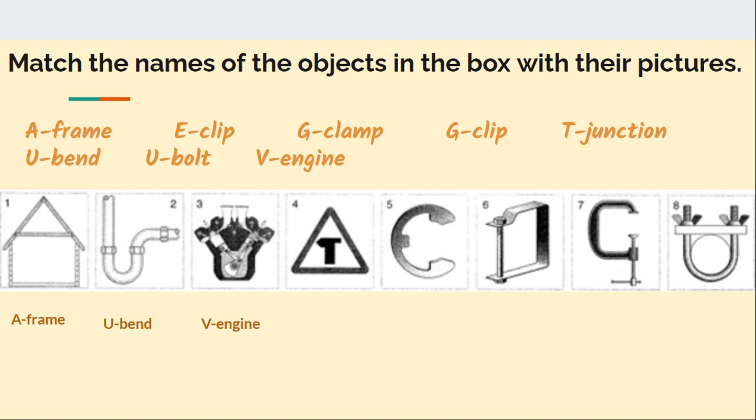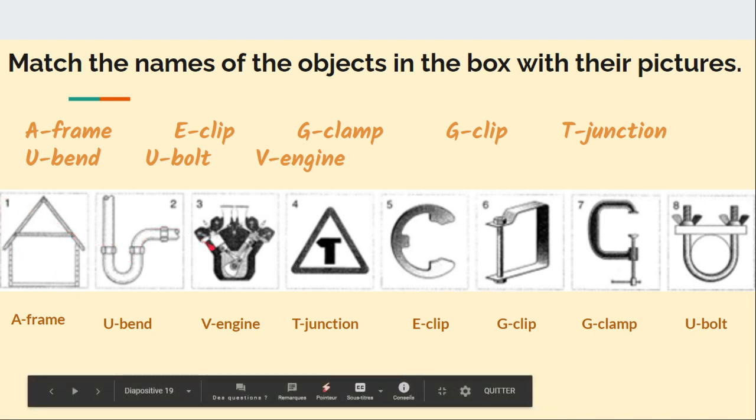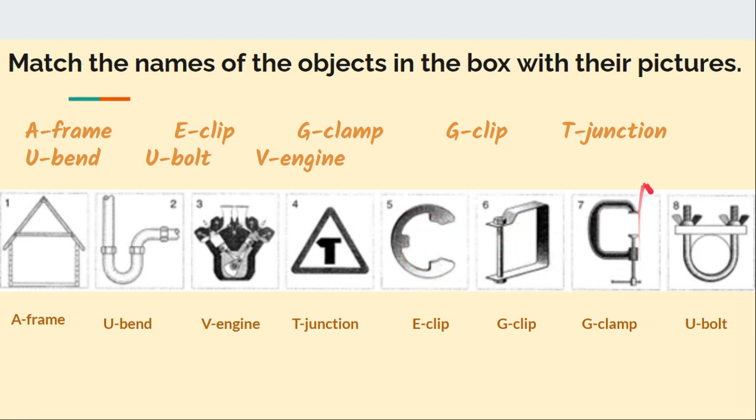Picture 4 represents a letter T. So it is a T junction. Picture 5 looks like an E clip. So this is the letter E. Picture 6 represents a G clip. So 7 also represents the letter G, and we have a G clamp. Picture A represents a U bolt. So if you notice here, this is a letter A, this is letter U, this is letter V, this is the letter T, this is letter E, G, and U.